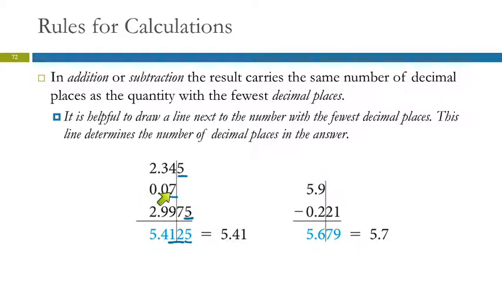Here, this 0.07 was the number that stopped first. It had the fewest decimal places. So I drew the vertical line, and then the answer is the stuff before the vertical line. So here, 5.679. I'm going to keep the 5 and the 6. This number had 1 decimal place. This has 3. So I'm going to keep 1 decimal place. This 7 tells me that this number is closer to 5.7 than 5.6. So I'm going to write the answer as 5.7. Any questions?